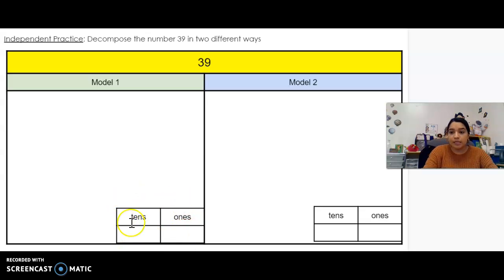How many 10s did you draw? How many 1s did you draw? Make sure that how many 10s and 1s you draw equals the number 39. And then 25. Once you are done with that, go ahead and press save. Make sure to save your work and go ahead and turn it into Google Classroom, okay, for your teacher.